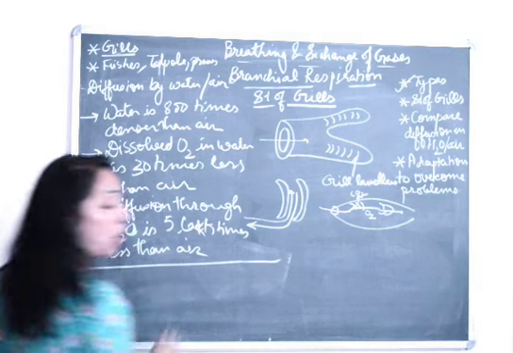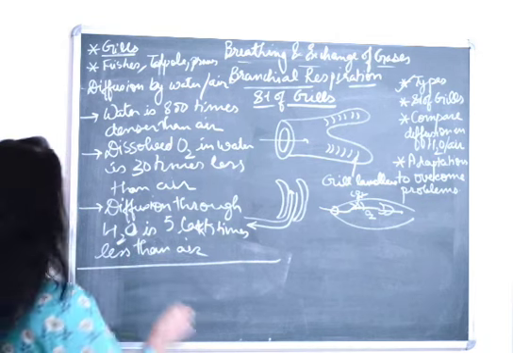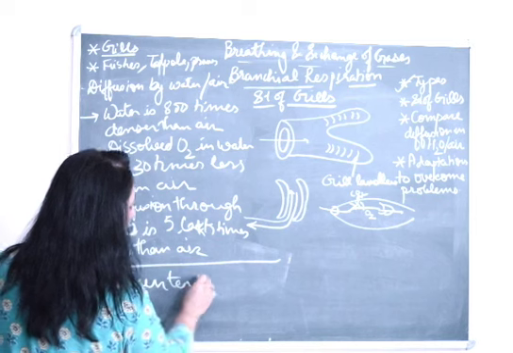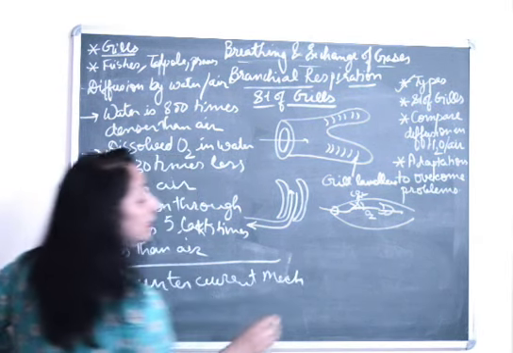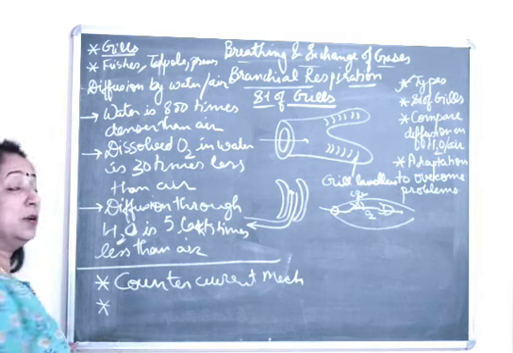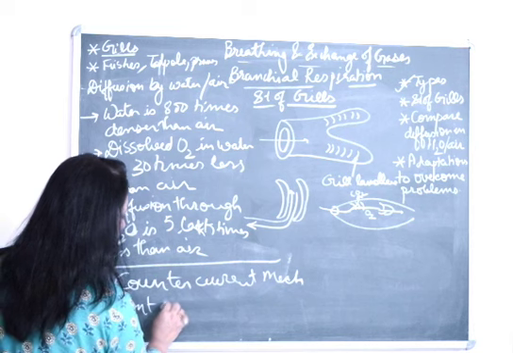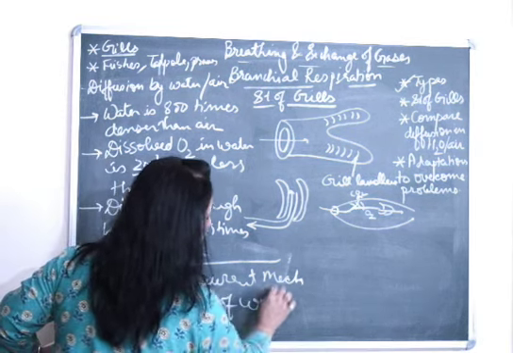To overcome all this, there are two mechanisms followed by organisms which show branchial respiration. Those two mechanisms are the counter current mechanism, which you will find in excretion also, and the second one is continuous supply of water to gills.